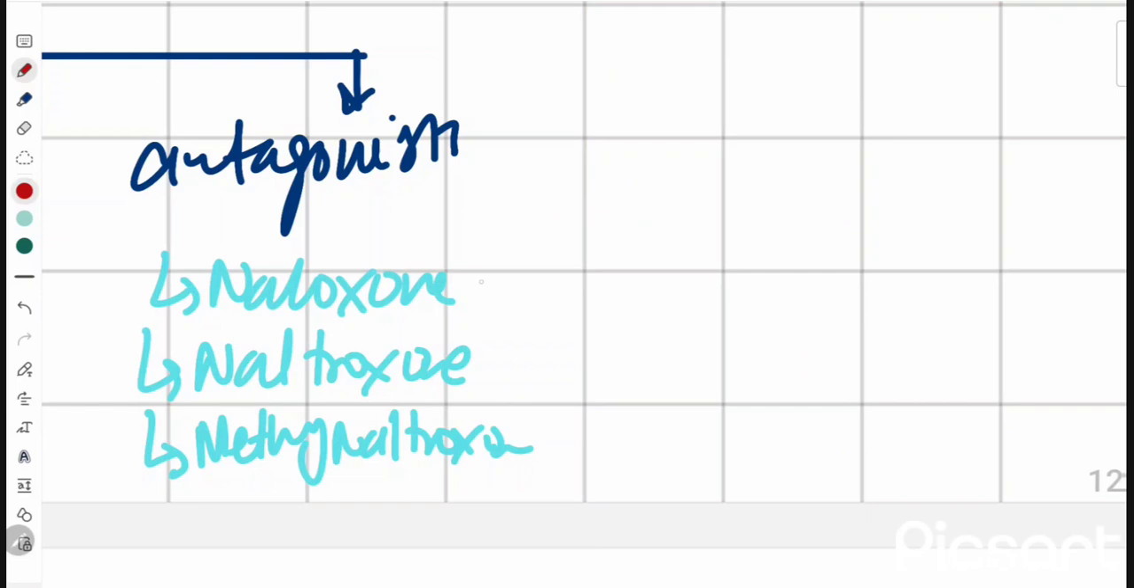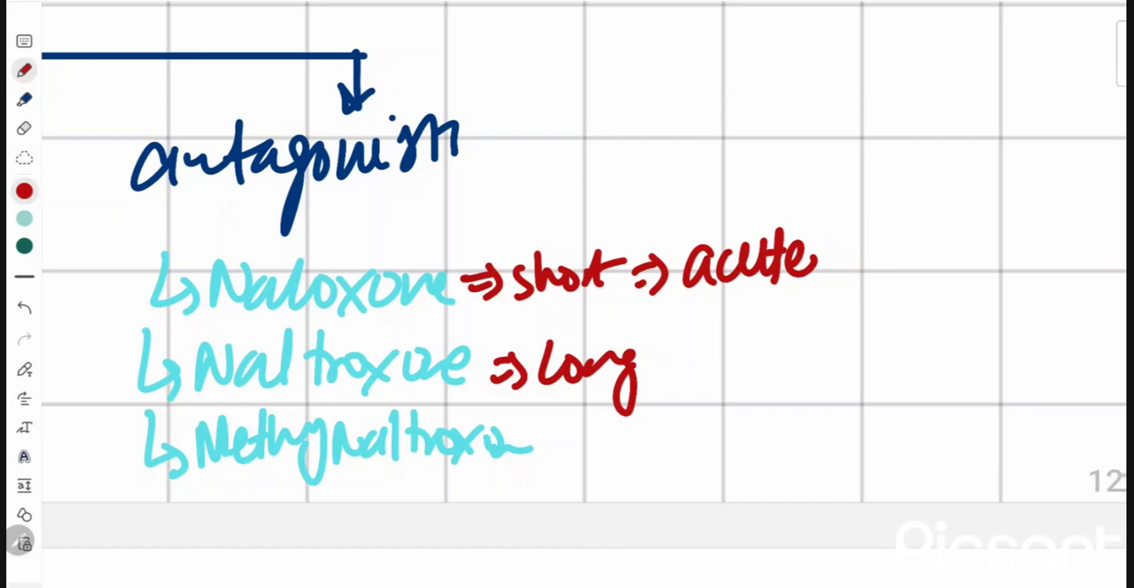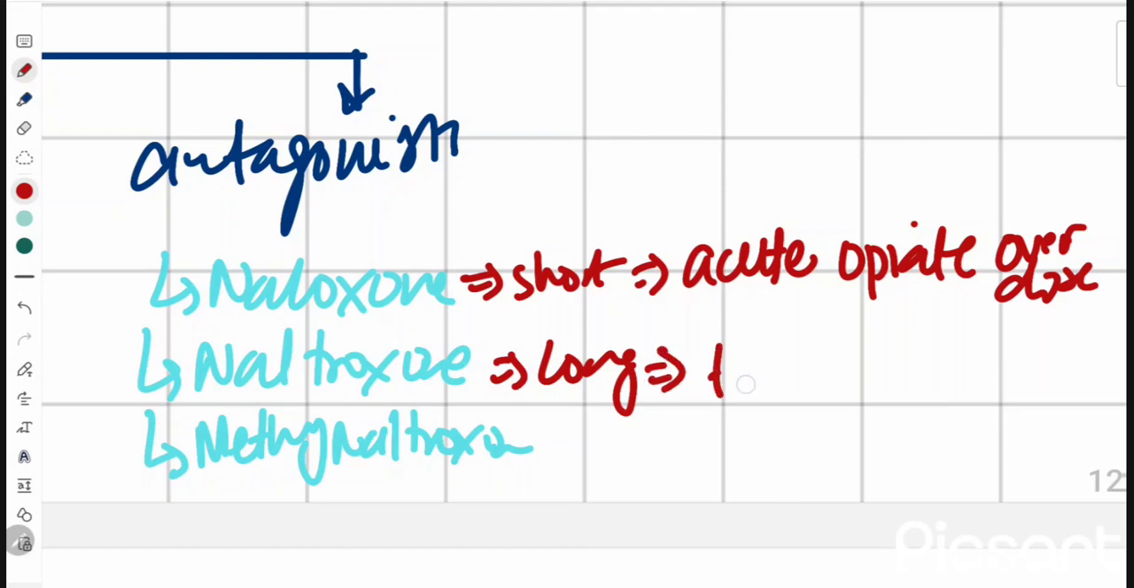Now for antagonists, one final word is that naloxone is short acting and naltrexone is long acting. So for acute opiate overdose, you give naloxone to reverse cardiovascular and respiratory depression, and naltrexone to prevent relapse, and yeah, that's it. But you do that after detoxification.